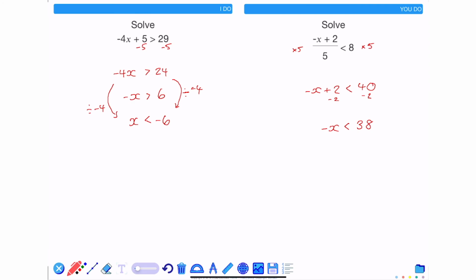And multiplying both sides by negative 1 will change the sign of x and of 38, and also of the inequality. So x is greater than negative 38.